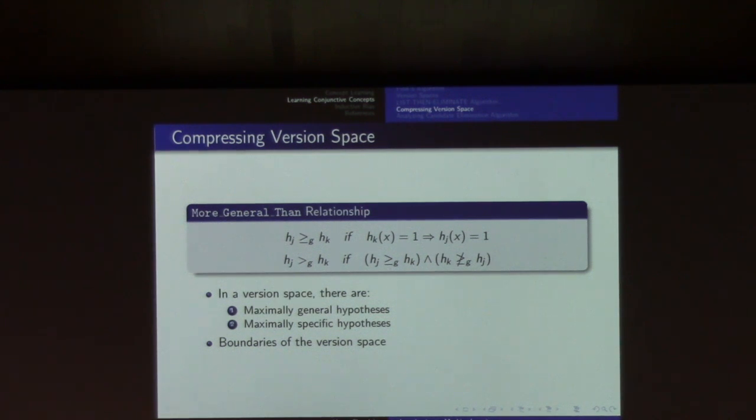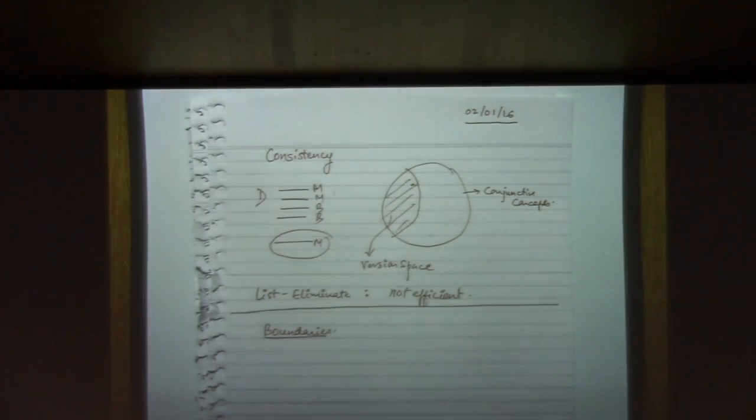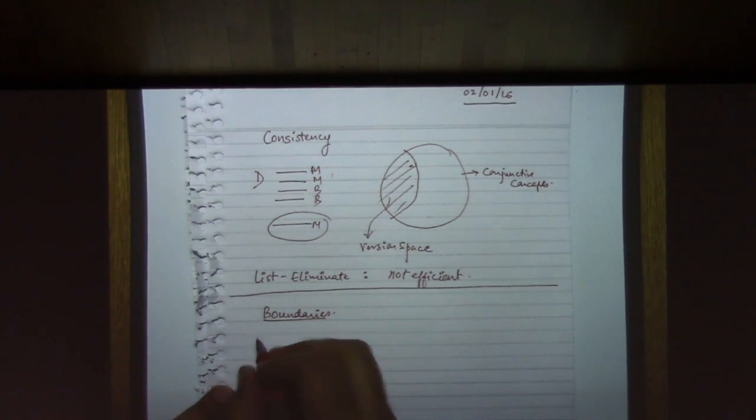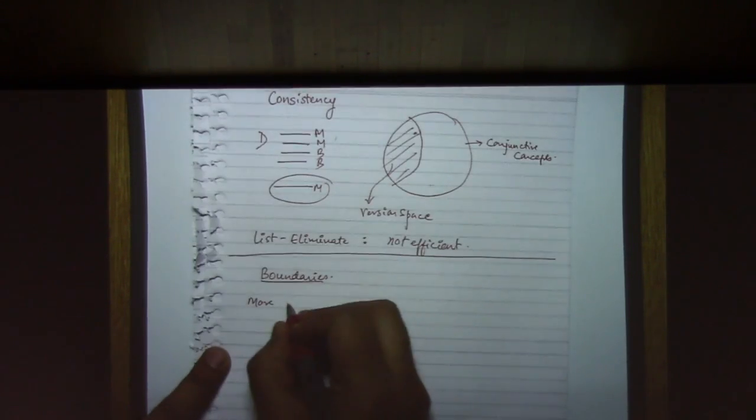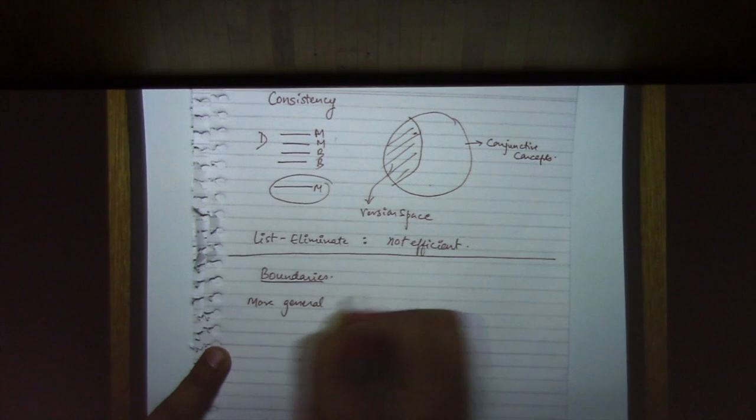So that's the idea. In the case of conjunctive concepts, it's relatively easier to define. But the point I'm trying to make here is that this ordering, this relationship of more general and more specific, is not restricted to conjunctive concepts. It's for any concept. But the way we define it for the conjunctive concepts is that we are looking at the more general than relationship.